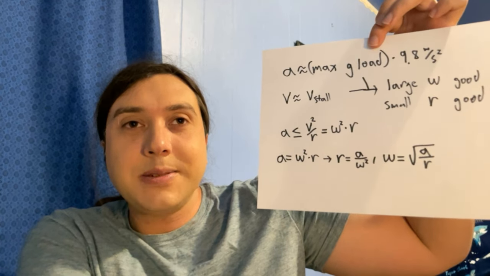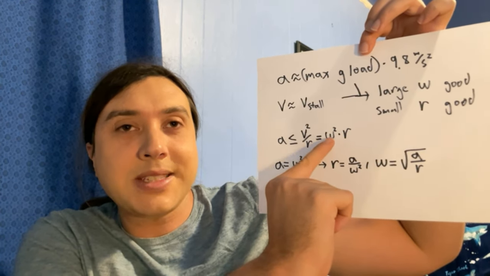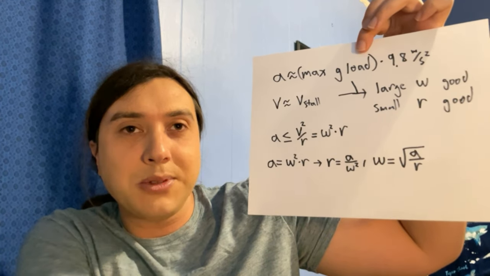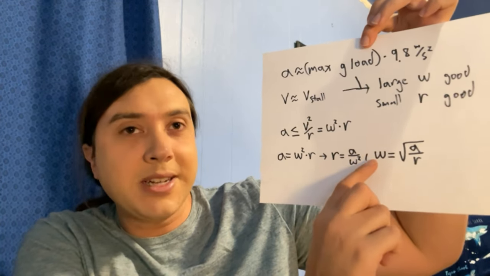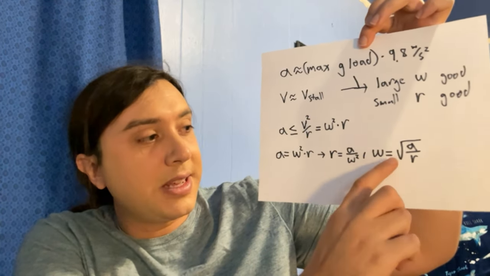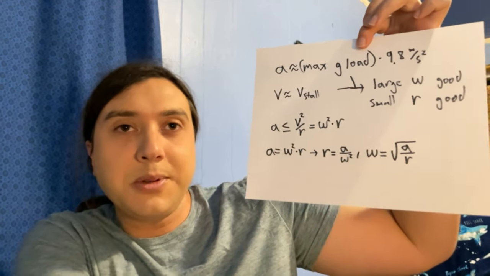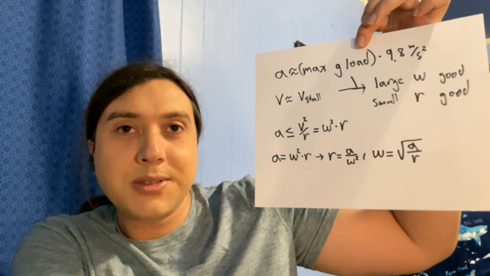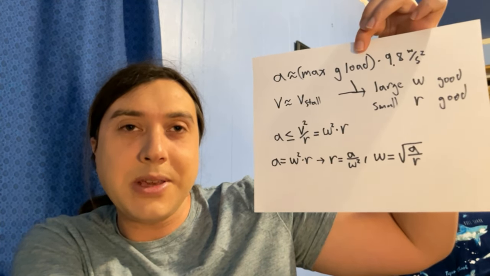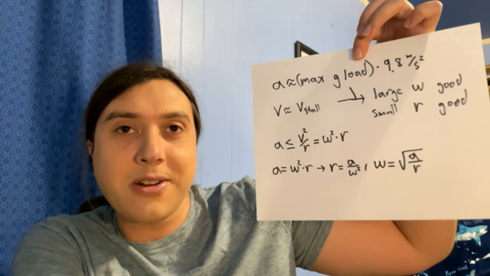V stall, and we need to have an acceleration less than or equal to V squared over R, otherwise we're going to break the wings, and it also has to be less than or equal to omega squared times R, which is equal to V squared over R. So if we just rearrange that real quick to see what omega is in terms of acceleration and radius, we get that omega is equal to the square root of A over R, and R is equal to A over omega squared. So that's getting closer to something useful, because R and omega are still not physical characteristics of the aircraft, they're characteristics of the turn that we're trying to analyze.